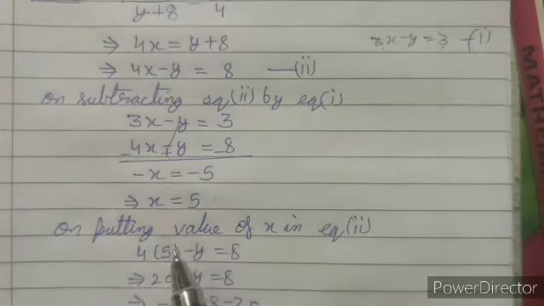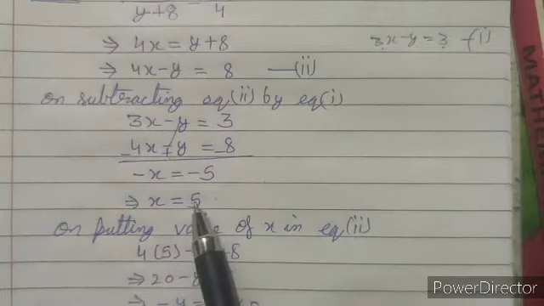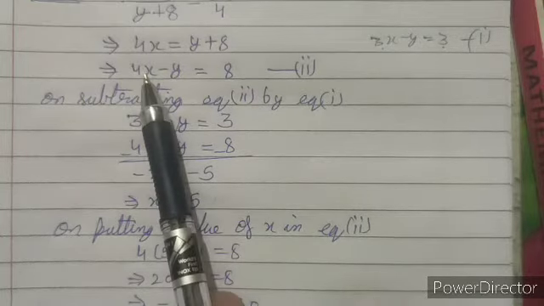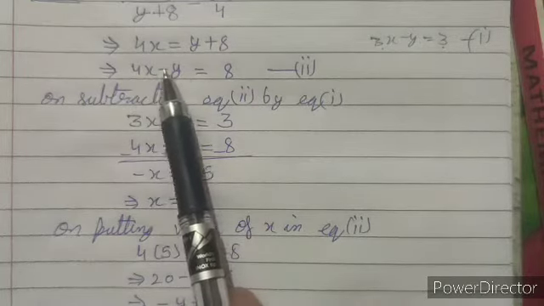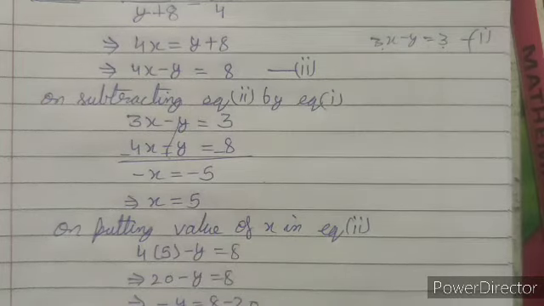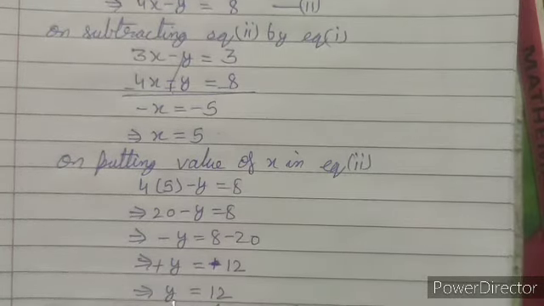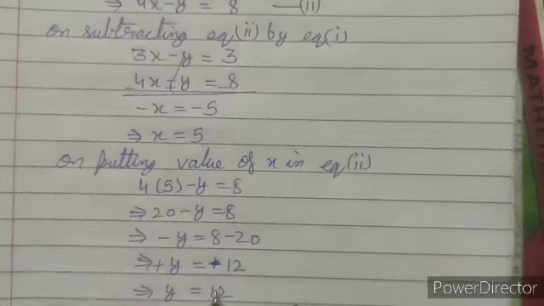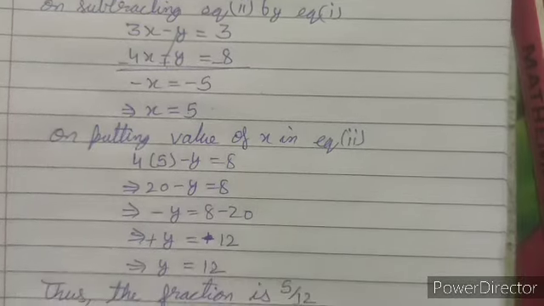Here I have taken the second equation and we will put the value of x in the second equation, that will give us 4 into 5 minus y equal to 8, and on solving it will yield y equal to 12. That means the fraction was x upon y, that means the fraction will be 5 upon 12.